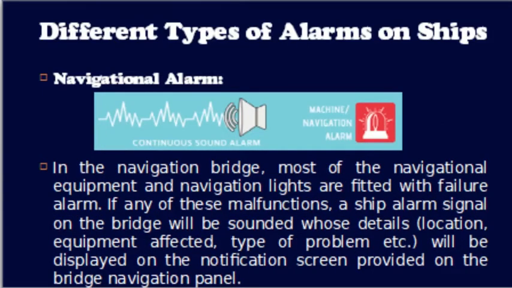Next is the navigational alarm. In the navigation bridge, most of the navigational equipment and navigation lights are fitted with failure alarms. If any of these malfunction, a ship alarm signal on the bridge will be sounded, and the details, such as location, equipment affected, and type of problem, will be displayed on the notification screen provided on the bridge navigation panel. So that is the navigational alarm. It is a continuous sound alarm.